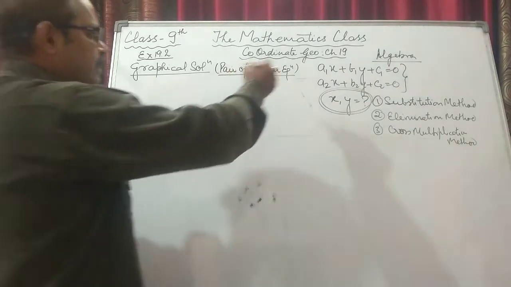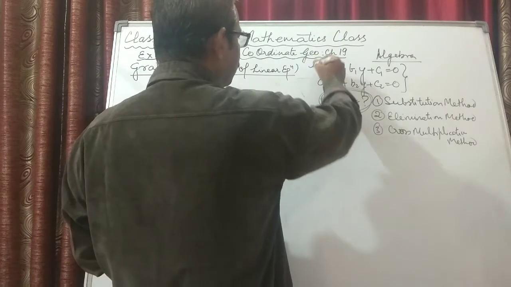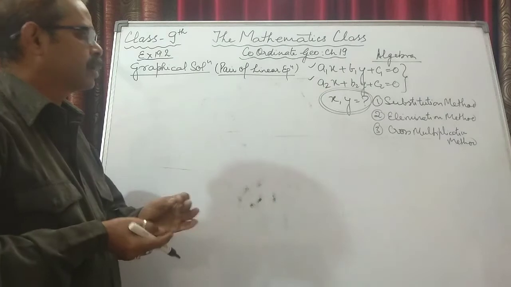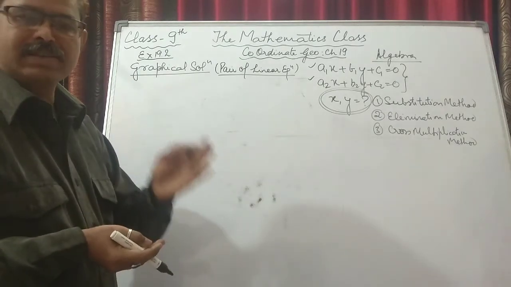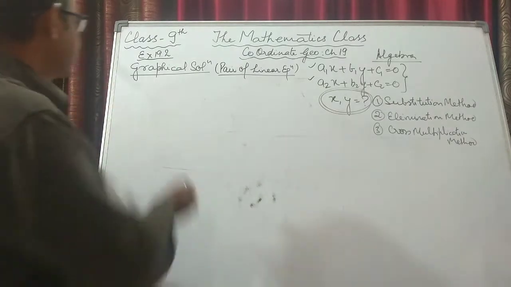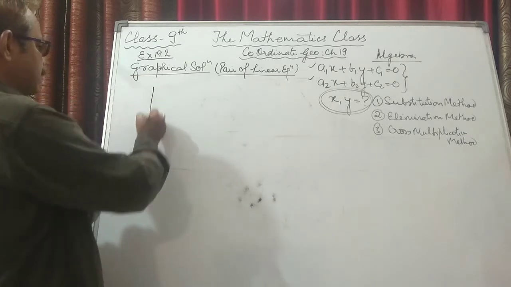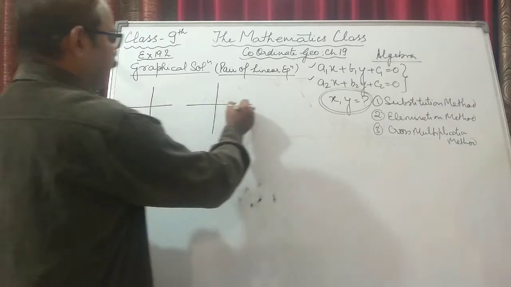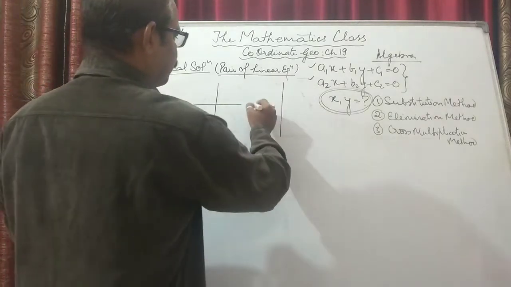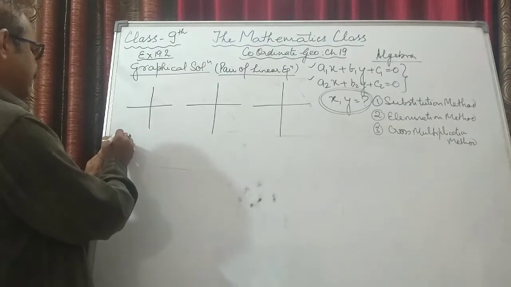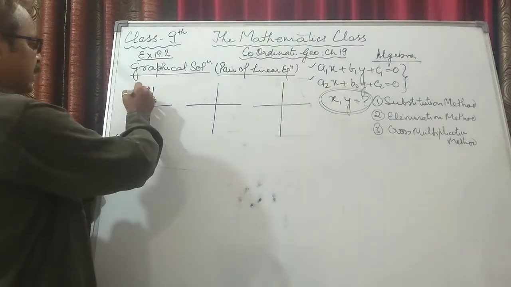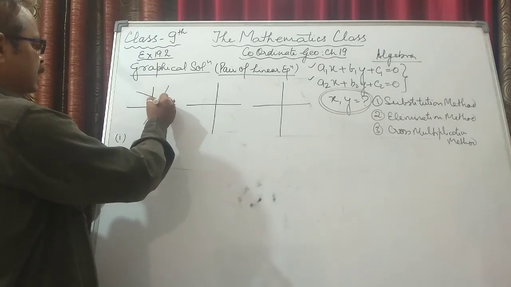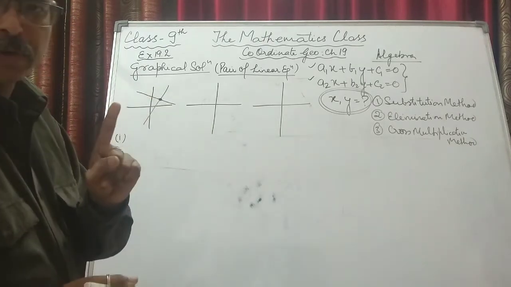Now you know that whenever we draw the graph of two linear equations in two variables, we always get straight lines. So there are three conditions: first, second and third. The first condition is that if there are two lines, they may intersect each other at only one point.